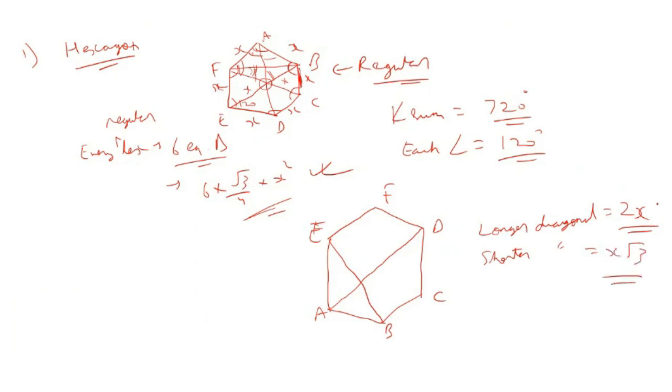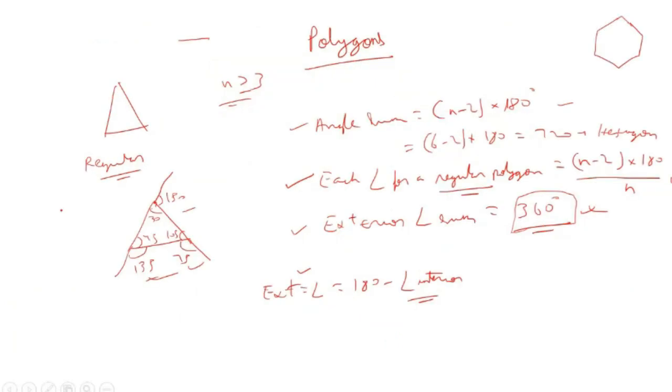Just keep these two results in mind. They can be easily derived from the cosine law in any of these triangles, because all the triangles are equal, and the longer diagonal is 2x. Also, since we're speaking of diagonals, there are two properties that we should keep in mind for diagonals of a polygon, and this will hold true for all polygons.